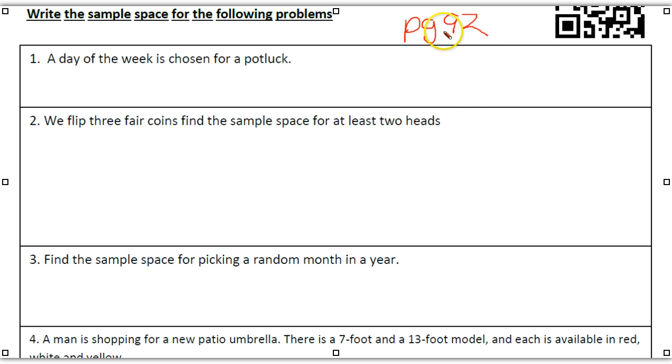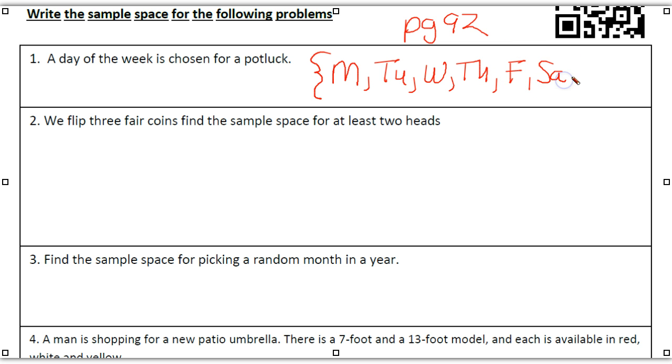On page 92, the days of the week is chosen for a potluck. We're still doing sample space. So Monday, Tuesday, Wednesday, Thursday, Friday, Saturday, Sunday.